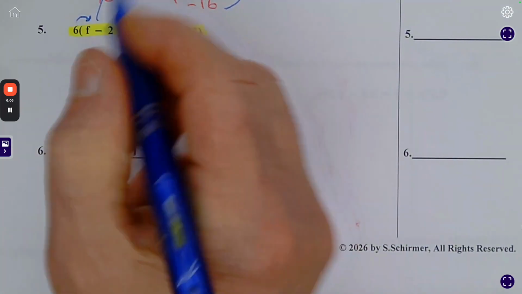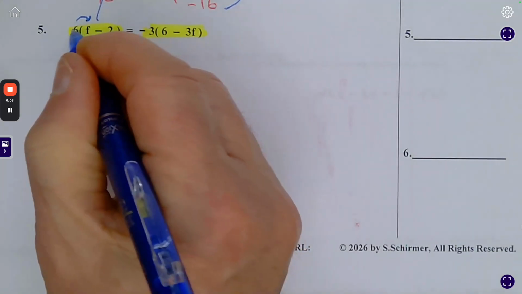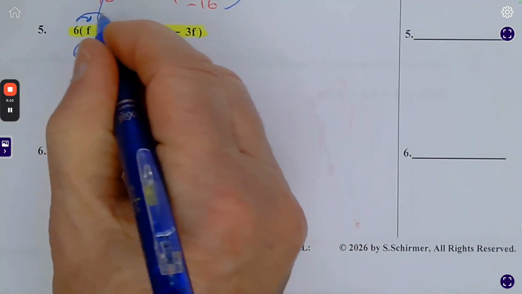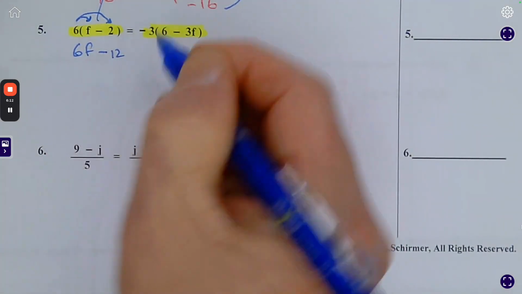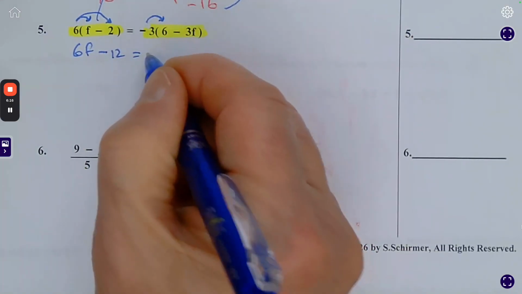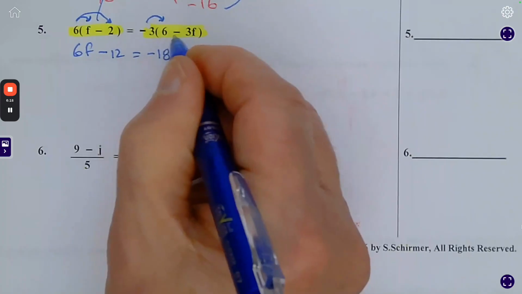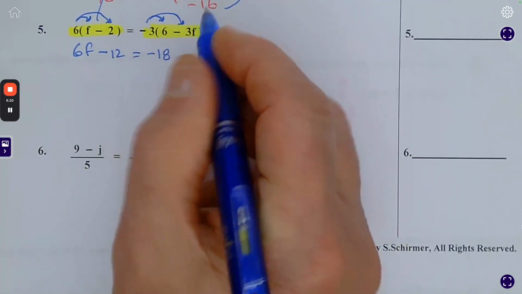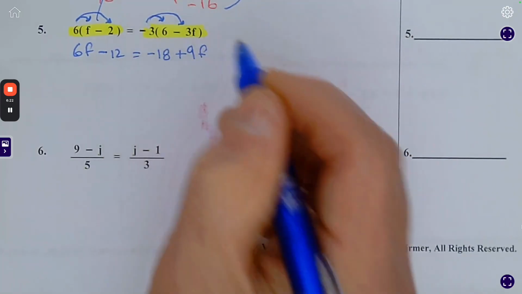That's 6f. Positive times a negative is negative. 6 times 2 is 12. Now I'm going to distribute the negative 3 times a positive 6 is negative 18. Negative times a negative right here is a positive 9f.